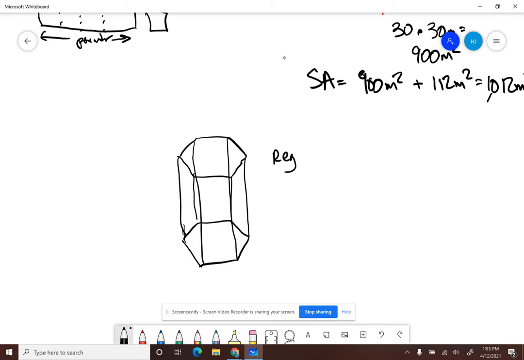But in this case, we're looking for the lateral area, and we're told that this is a regular hexagon, okay? What does that mean? That means that every single side here is exactly the same, okay? So again, if we're just looking for the lateral area, which I'll abbreviate as LA, then all I've got to have is the perimeter times the height, okay?